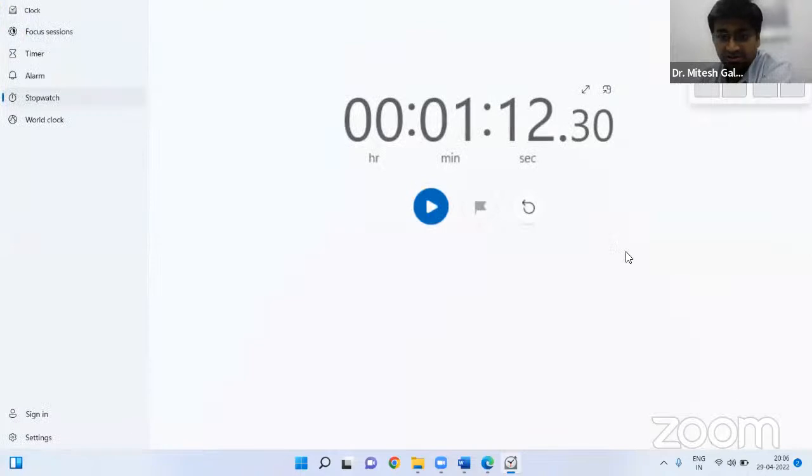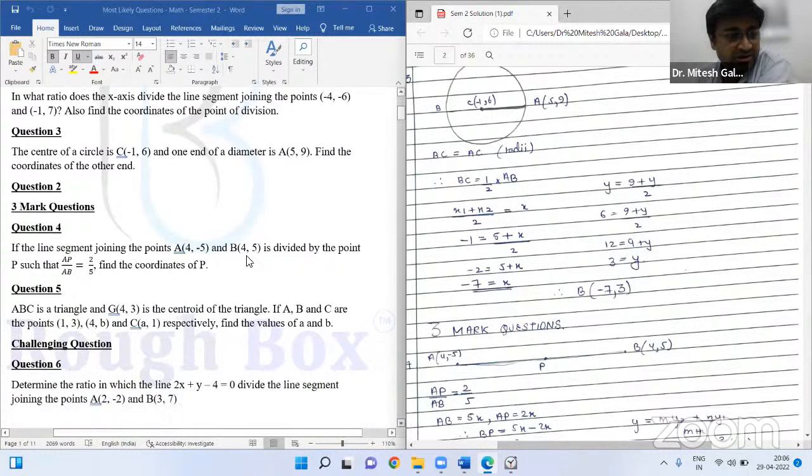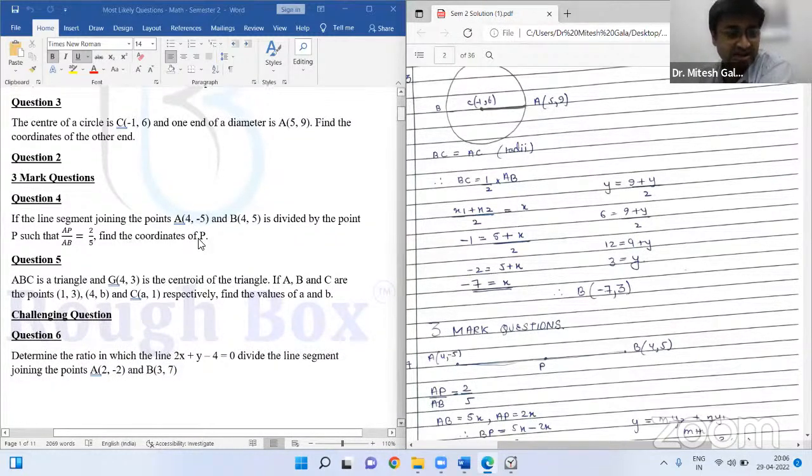Oh, 1 second. So the solution is here. You get -7 and 3 as your answer. You apply (x1 + x2)/2, (y1 + y2)/2. Clear everybody? Easy? Yes, sir. Chalo, go for the next one. It's a 3 marker question. These were all 2 marks ones, so simple. Now 3 marks, slightly difficult.